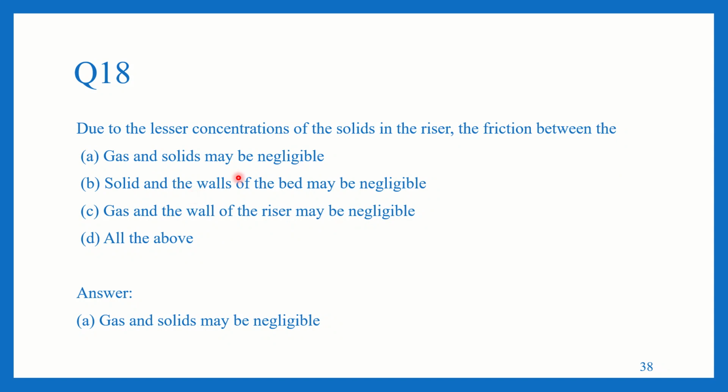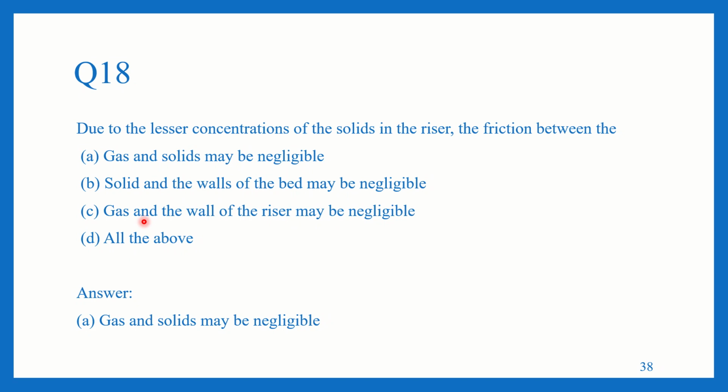We'll go to question 18. Due to the lesser concentration of the solids in the riser, the friction between gas and solids may be negligible. Solids in the walls of the bed may be negligible. Gas in the wall of the riser may be negligible. All the above. When there is a lesser concentration of solids inside the riser, what can be neglected? When the solids are less, we can see that solids in the wall concentration plays a major role, because even though it is less, it still plays a role. But in case of gas and wall, since gas concentration is not significantly affected, the gas in the wall of the riser would still be playing a role.